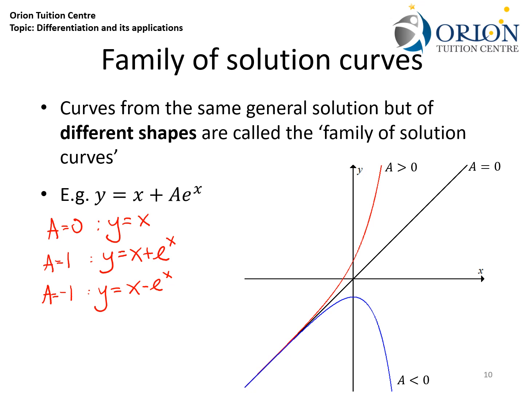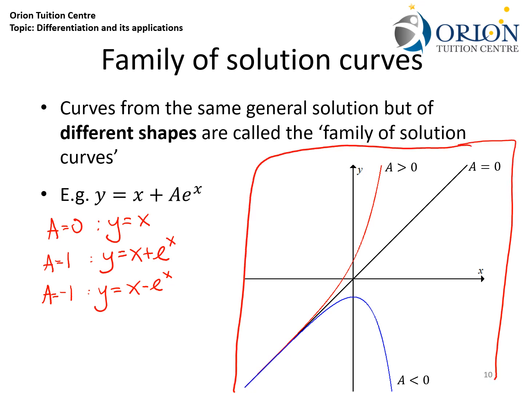Note that we have to choose values of a that will give us different fundamental shapes of the curves, like what we have shown over here. If we choose, say, a equals 1 and a equals 2, where a equals 2 gives us y equals x plus 2e^x, the resulting graph will look something like this, which is of the same fundamental shape as the earlier case of a equals 1, and thus they are not considered different members of the family of solution curves.